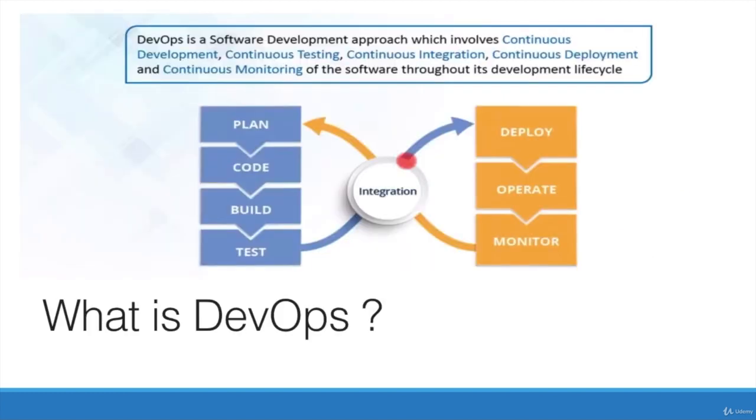So we have already discussed the DevOps part. DevOps is basically a software development approach which involves continuous development, continuous testing, continuous integration, continuous deployment and continuous monitoring. And these phases will be followed throughout the development lifecycle, right? So the very first phase of DevOps is continuous development. We are going to discuss continuous development in this particular lecture.